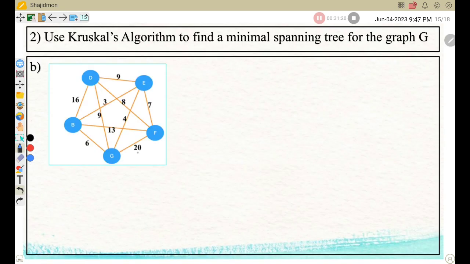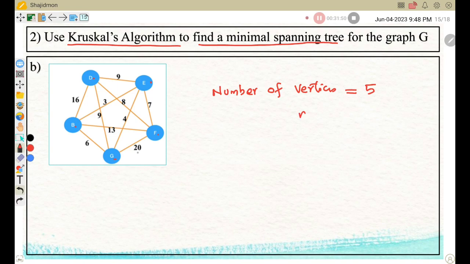One more question we will practice here. Question number 2b part. Use Kruskal's algorithm. Find the minimal spanning tree from the graph G. Correct? Find the minimal spanning tree by using Kruskal's algorithm. Okay. So first we check the stopping condition. How many vertices are there? Number of vertices equals 1, 2, 3, 4, 5. Correct? So calculate n minus 1. n minus 1 equals 5 minus 1, that is equal to 4.